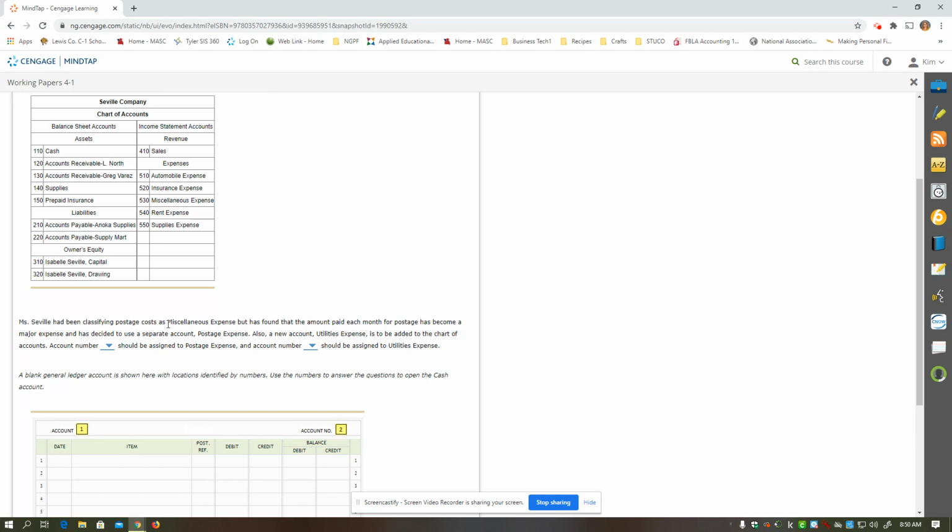Ms. Seville had been classifying postage costs as miscellaneous expense, but has found the amount paid each month for postage has become a major expense and decided to use a separate account, postage expense. Also a new account, utilities expense, is being added to the chart of accounts. What account number should be assigned to postage expense? So where should it go in here? P, Q, R. So it should go between M and R, right? M and R. So 35. And utilities. Utilities is going to be after supplies, right? And that should be 560.